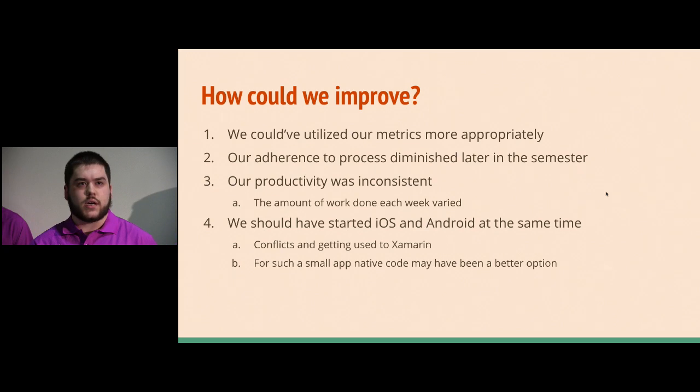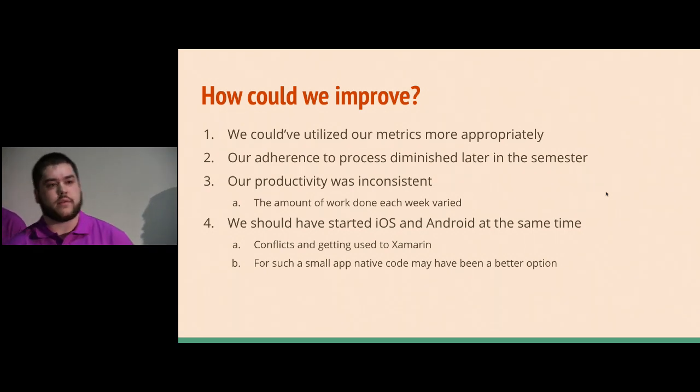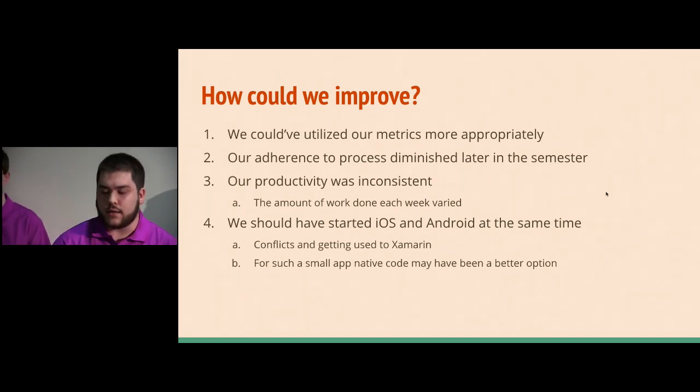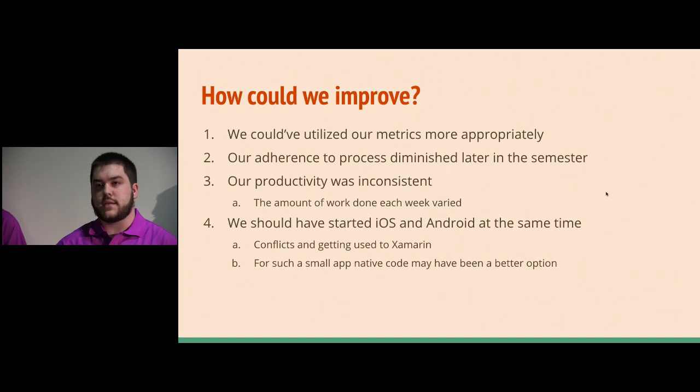Like we said, we talked a bit about the backlog bar and how well we did that. However, we had some other data that we measured and didn't really take full advantage of. And looking back, we could have used that a little bit more. Second, our adherence to our process.